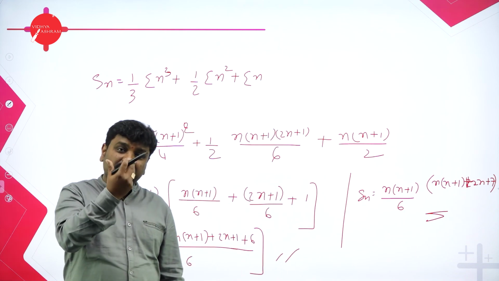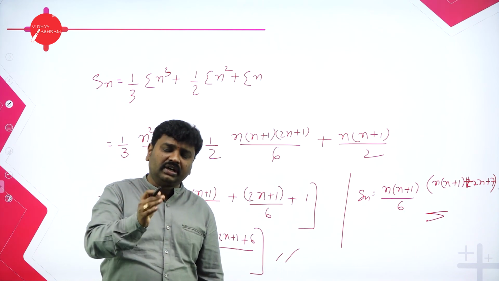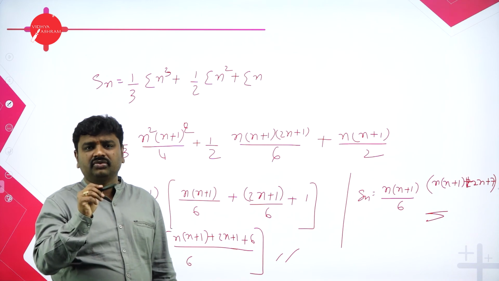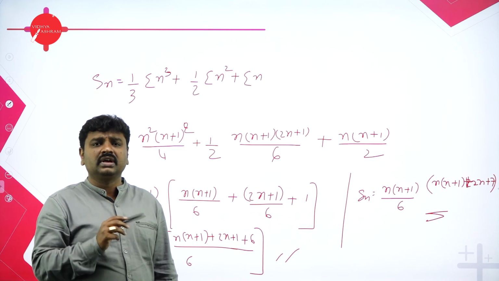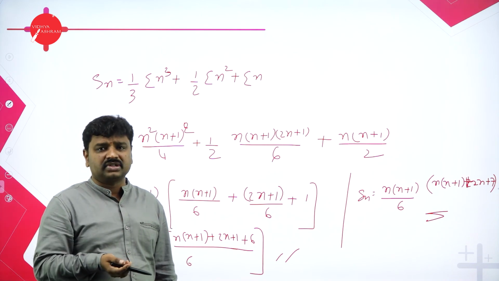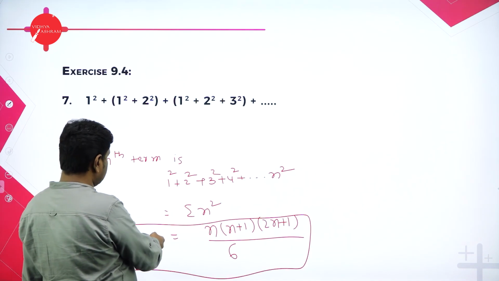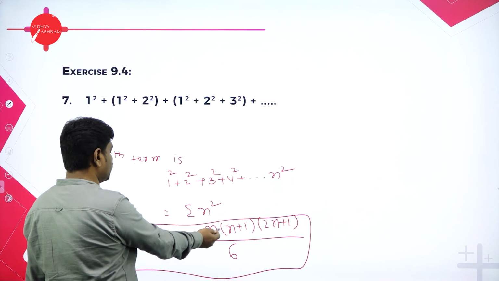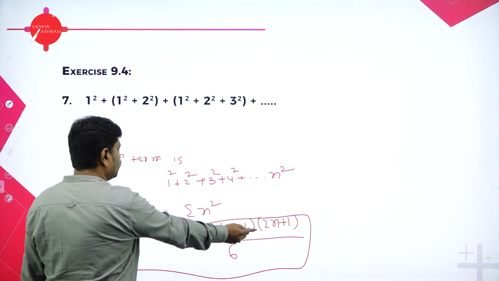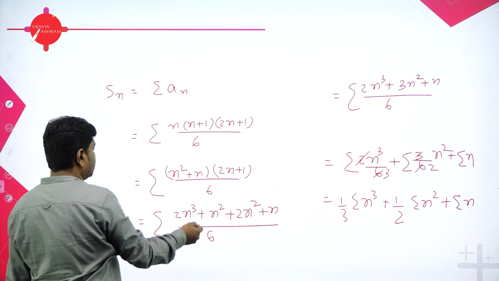So the nth term is a summation. Again, that you should summate. So Sn is what? Sigma an. An is what? Sigma n square. You know what sigma n square is? Substitute and you will get it. So here an is sigma n square. Sigma n square is what? n into n plus 1 into 2n plus 1 by 6. So that we summate and we'll get the answer.